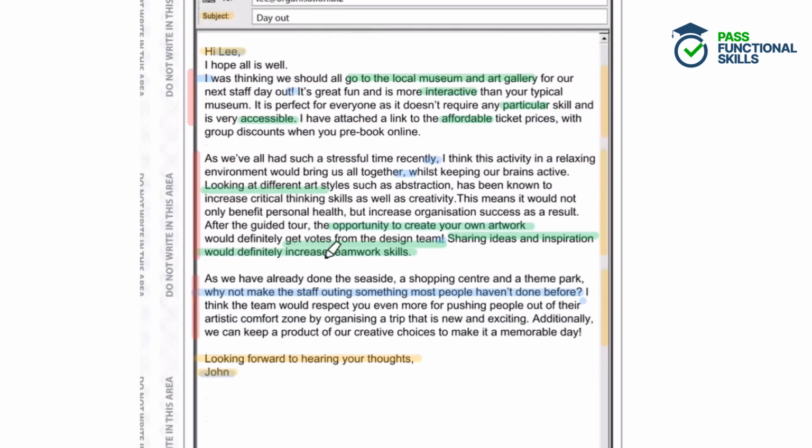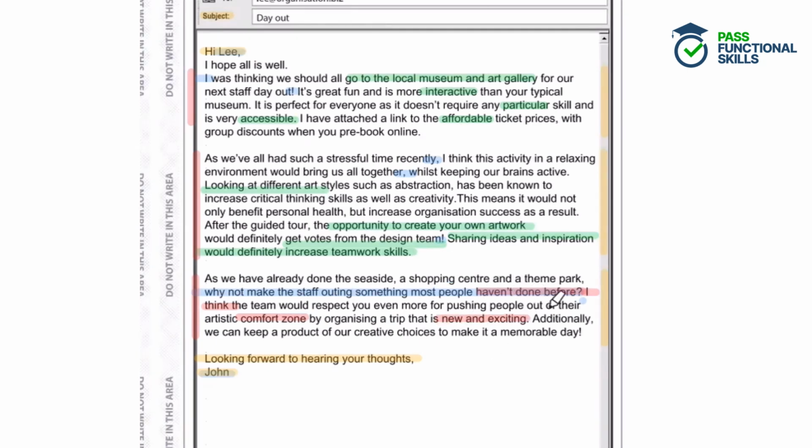So for example, in this last paragraph, we've got, as we have already done the seaside, a shopping centre and a theme park, why not make the staff outing something most people haven't done before? So they're proposing this question, saying, why don't we do this? And then they're giving their opinions to follow on from that. So I think the team would respect you for pushing people out of their comfort zone. So they haven't done it before. We're linking that to pushing people out of their comfort zone. We're creating a new and exciting trip.